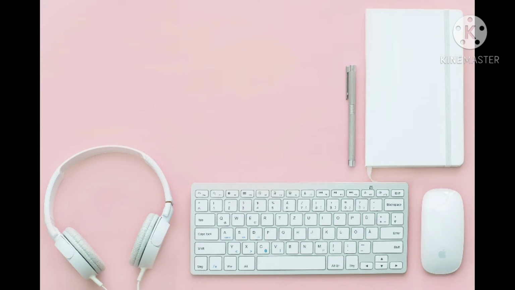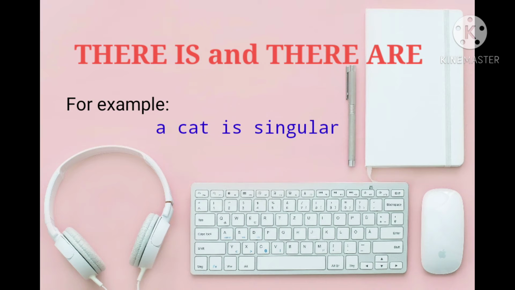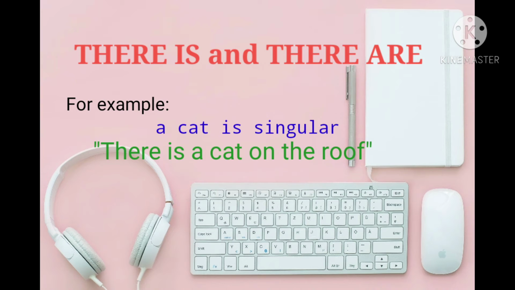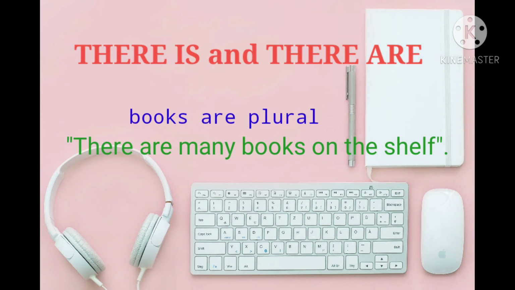One final thing that can cause confusion is the difference between there is and there are. To be safe and correct, look at what goes after this phrase and choose the verb according to the rules discussed previously. For example, a cat is singular, so the correct sentence to write could be there is a cat on the roof. On the other hand, books are plural, so you would write, there are many books on the shelf. The rules of collective and uncountable nouns, as well as of collective phrases, also stay the same.